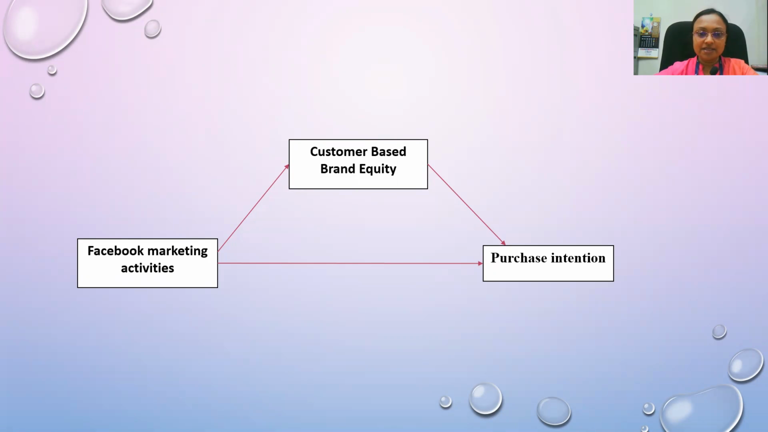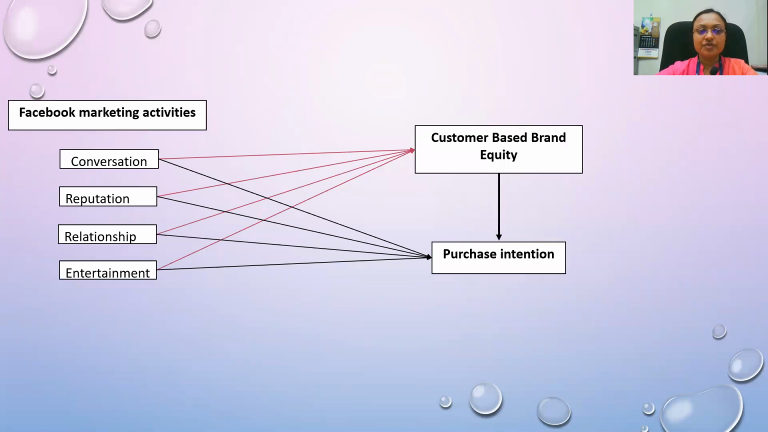Let's see another conceptual framework. Now in this conceptual framework, what can you see? You can see four independent variables and one mediator and then another dependent variable. So how do you include questions? See those independent variables. There are four independent variables: conversation, reputation, relationship, and entertainment.